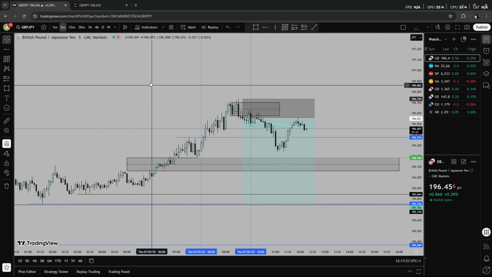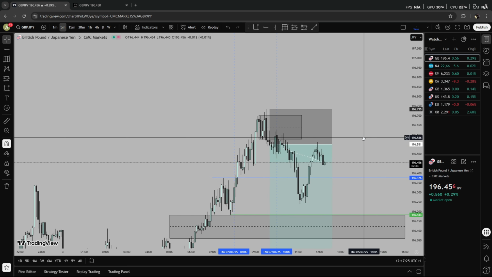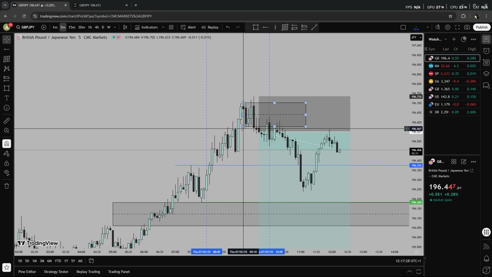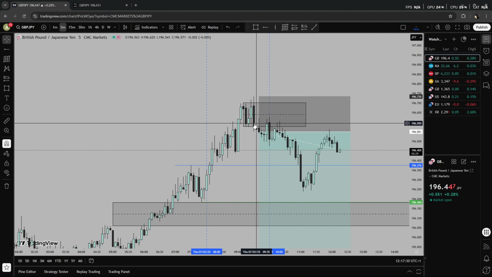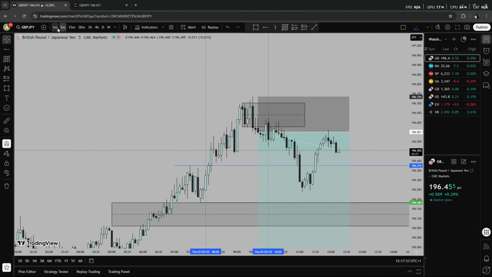So we came up, we swept out Asian session highs. From there on, I'm waiting for a 5-minute break of structure, which we got right here. After we got that break of structure, I marked out our breaker block.